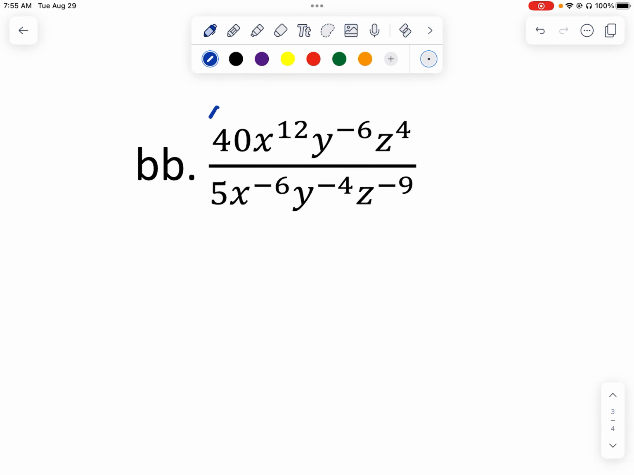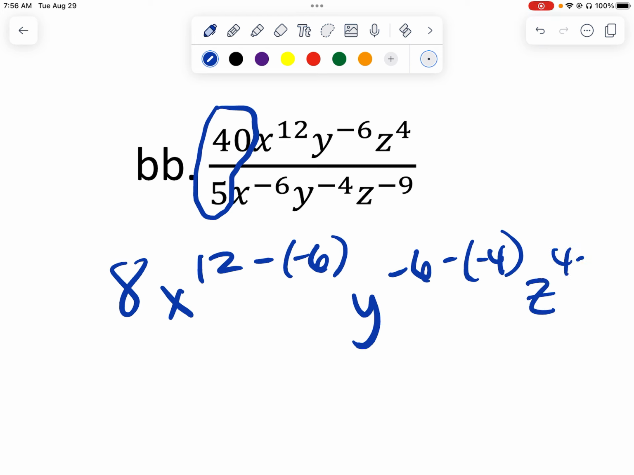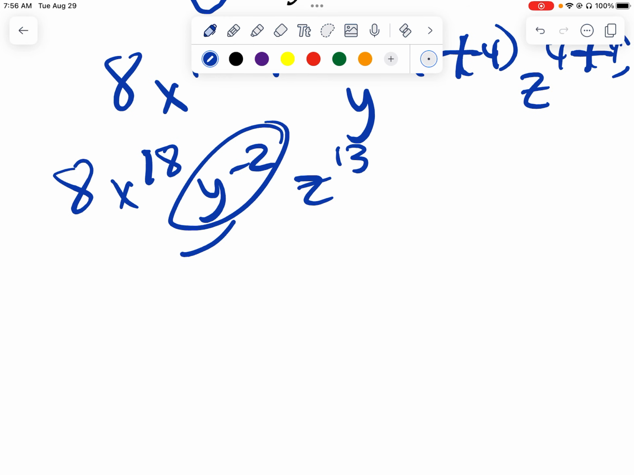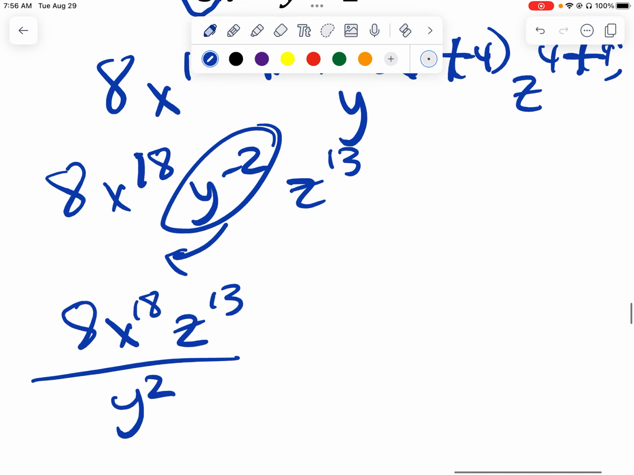This one, look at my coefficients first. That would get me 8. Then I have 12 minus negative 6. Y, negative 6 minus negative 4. Z, 4 minus negative 9. So I get 8x to the, remember that turns to a plus sign, 18. Y, that turns to a plus sign, so negative 2 turns to a plus sign, z to the 13th. Can't have a negative exponent, so it's going to move downstairs. 8x to the 18th, z to the 13th, over y squared.